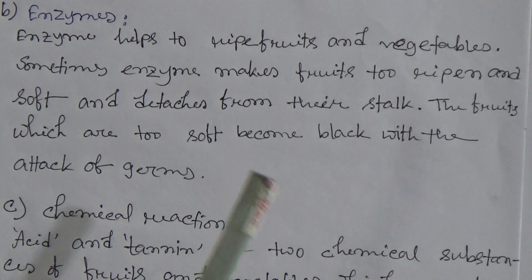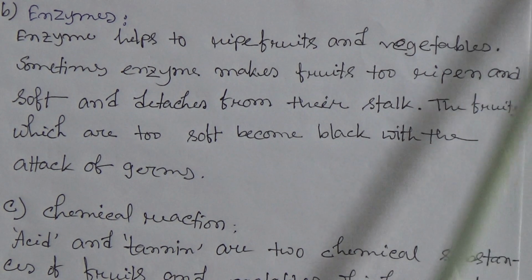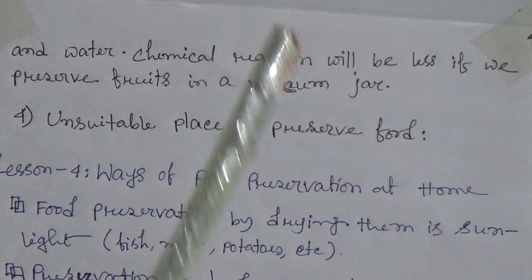Number C, chemical reaction. Acid and tannin are two chemical substances of fruits and vegetables which react chemically when they get in touch with air and water. Chemical reaction will be less if we preserve fruits in a vacuum jar.